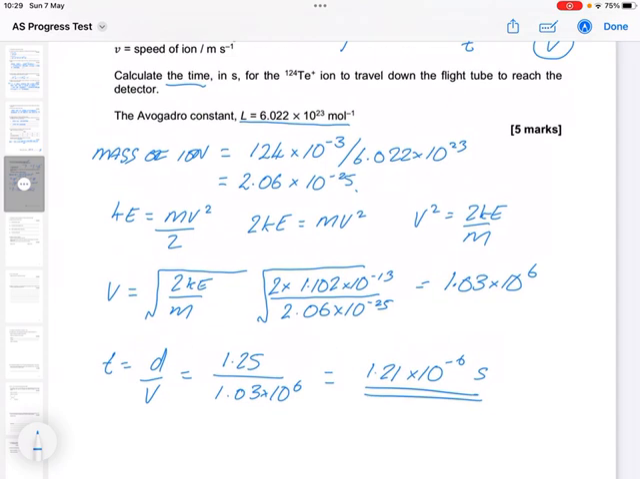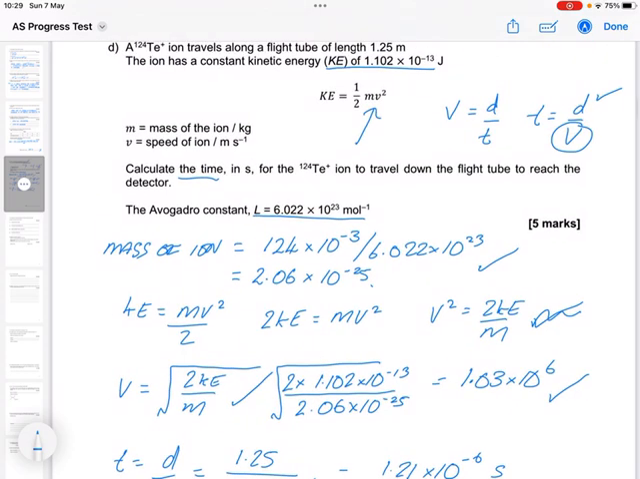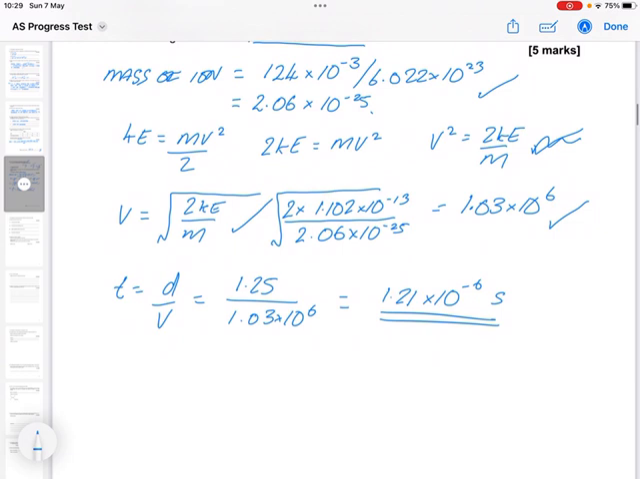Okay, so where are the marks for this? So there's 1 mark for calculating the mass here. There's 1 mark for rearranging that, including the square root. Obviously I've put the numbers, here we go. There's 1 mark for working out v. There's 1 mark for v equals d over t, which is up there, and then there is obviously 1 mark for the correct answer.